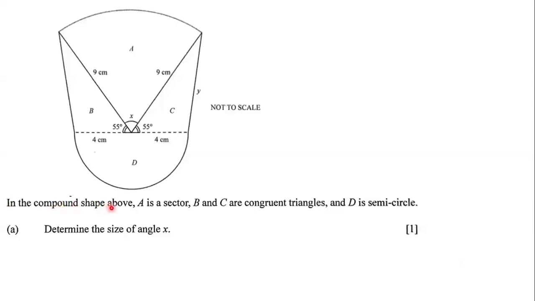In the compound shape above, A is a sector, B and C are congruent angles, and D is a semicircle. Determine the size of angle X. So here we have angle X, and our goal is to determine the size of angle X.